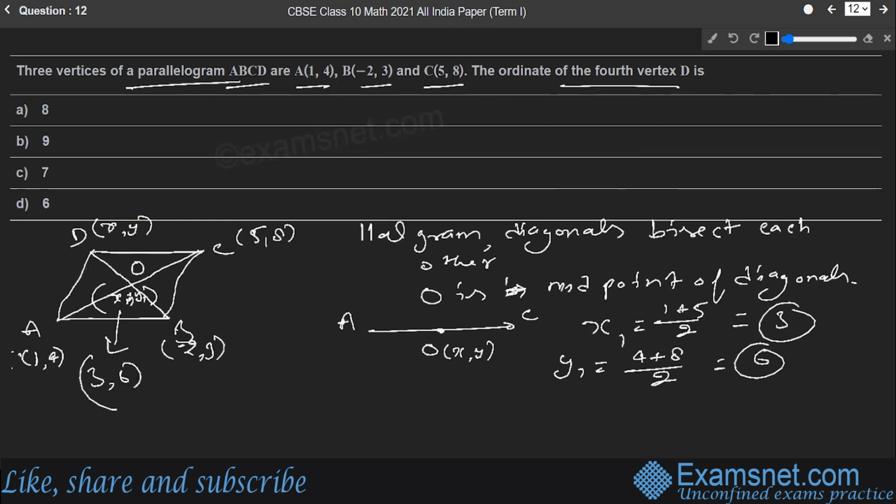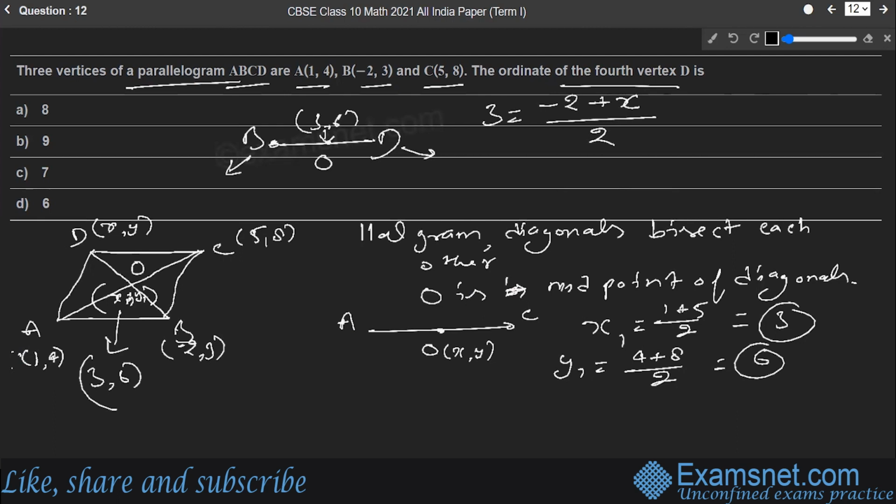The same coordinates can be applied to the other diagonal, BD, where the midpoint coordinate has already come out as 3 comma 6. We know B's coordinate and D's coordinate, so we can apply the midpoint formula again. The x coordinate 3 is x1 plus x2 by 2, where the coordinate of B is minus 2 plus x, unknown, divided by 2.